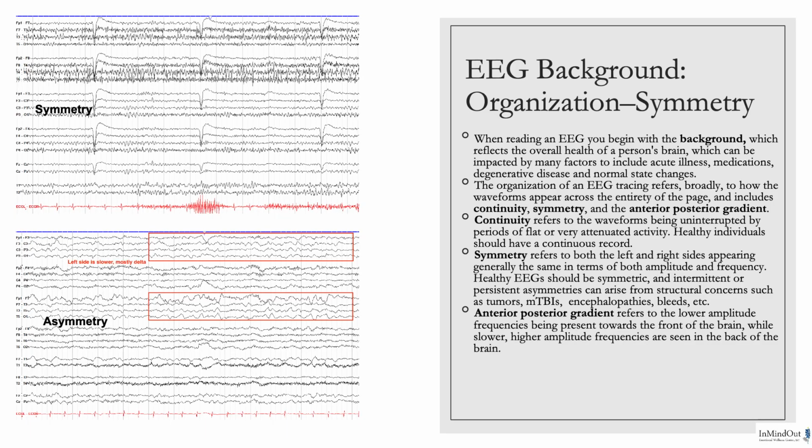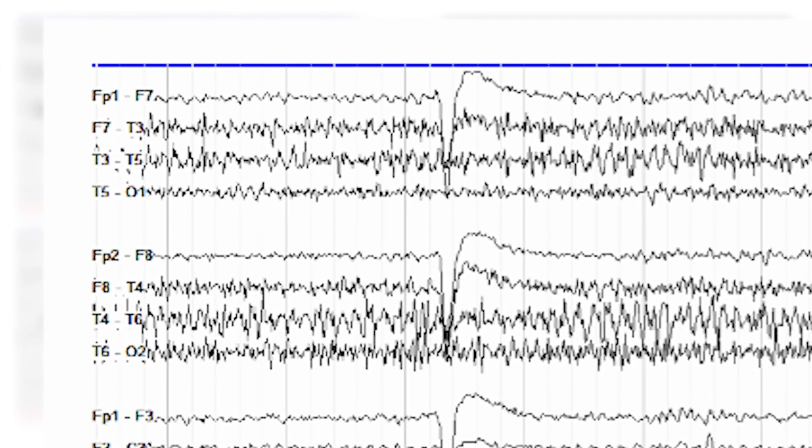That is what we should see in a normal brain, or a healthy brain, I should say. So from continuity, we now go to symmetry. Right here, these are bipolar montages, and the way you can tell is that each location has an active and a reference electrode. So right here, we have FP1, F7, F7, T3, T3, T5, T5, O1.